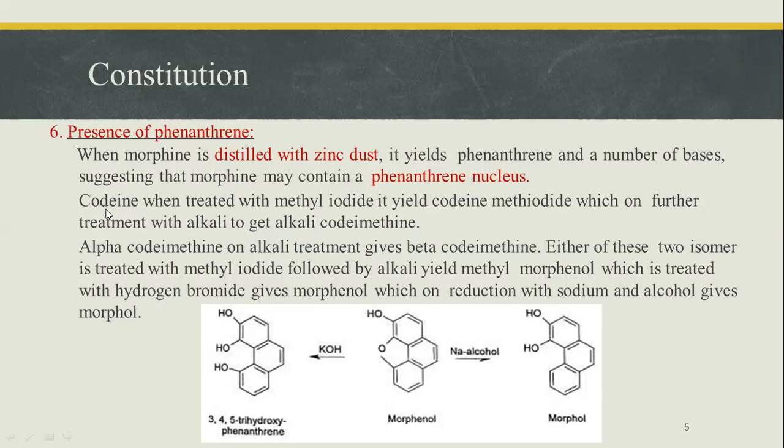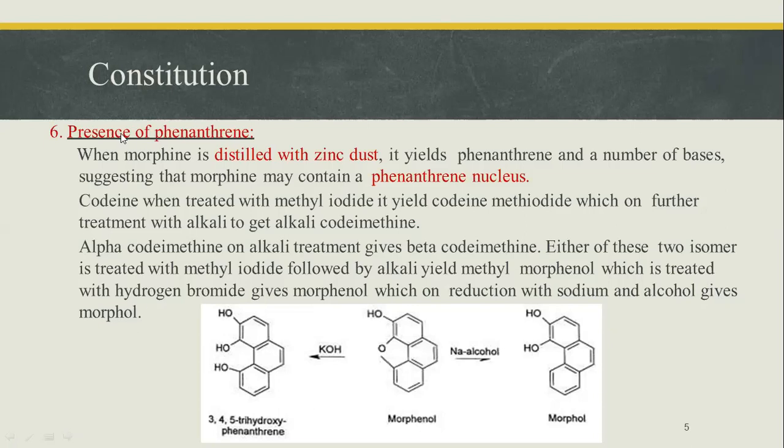As we know, codeine is methoxy or methyl morphine. On treating with methyl iodide, it yields codeine methiodide. This on further treatment with alkali gives codimethine. This alpha codimethine on alkali treatment gives beta codimethine. Either of these isomers on treating with methyl iodide followed by alkali yields methyl morphinol, which is treated with hydrogen bromide to give morphinol, which on reduction with sodium alcohol gives morphol, which confirms the presence of the phenanthrene nucleus.